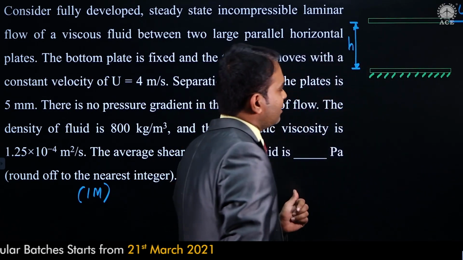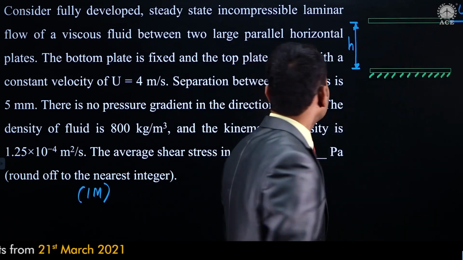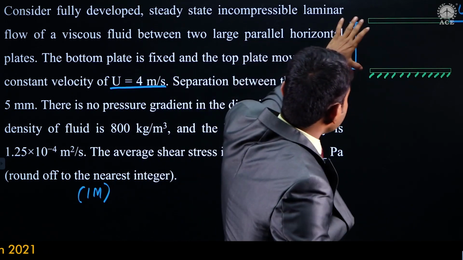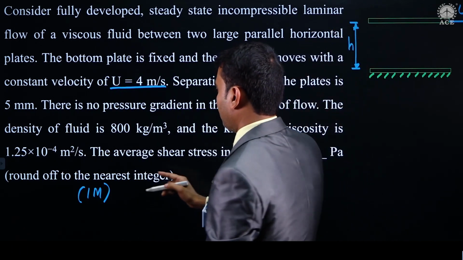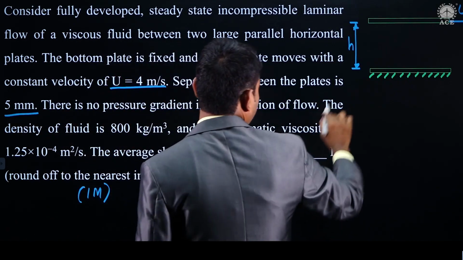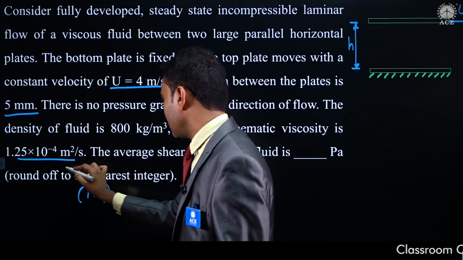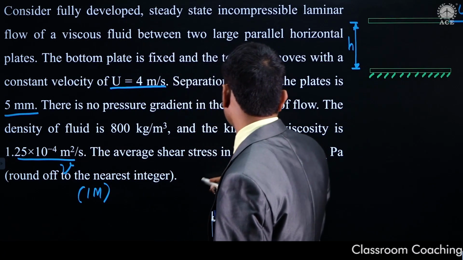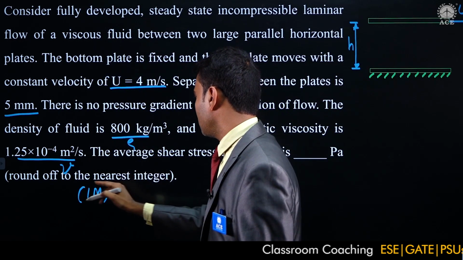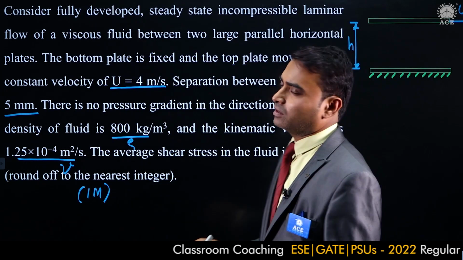There are 2 plates. Bottom plate is fixed, top plate is moving with constant velocity. The constant velocity is given 4 meter per second. The separation between plates, it is 5 mm. It is given here. Separation between the plates is 5 mm. Kinematic viscosity is given. This is kinematic viscosity. Density is also given. This is rho. We have to find out average shear stress in the fluid.